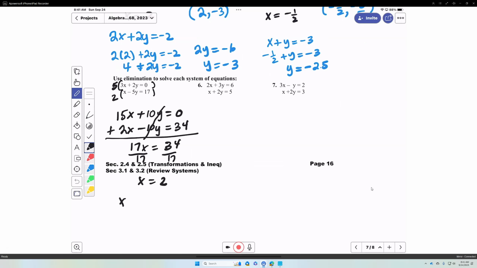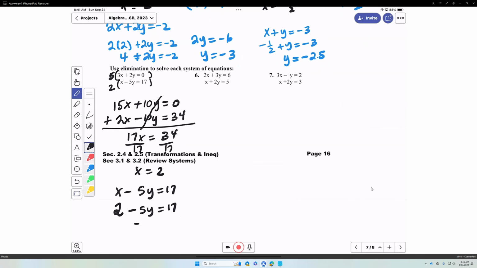So you have x minus 5y equals 17. So you substitute 2 minus 5y equals 17. Subtract 2 from both sides. So you have negative 5y equals 15. Divide both sides by negative 5. y equals negative 3. So now the solution to this system is 2, comma, negative 3.